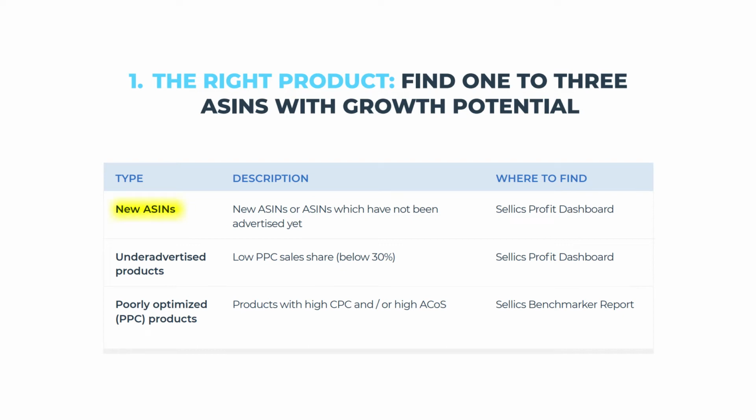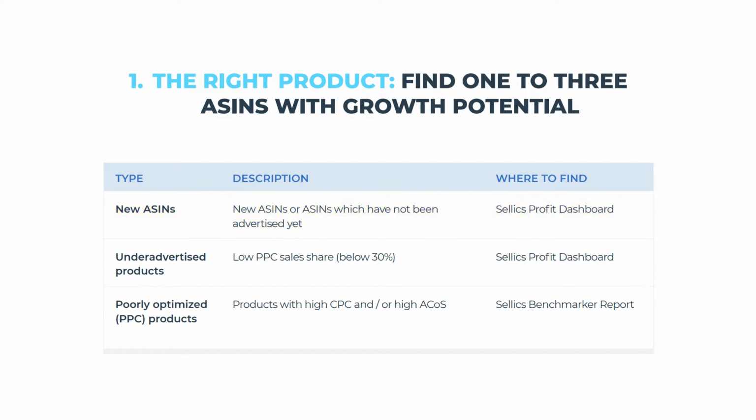And here are a few recommendations of the type of ASIN that you could choose to start with your smart campaigns. The first option is new ASINs. Now, either these are just brand new ASINs or they haven't had some advertising spend on them yet. Often you'll know exactly which ASINs these are, but if you're running an account with a lot of ASINs and you need help pinpointing these, well, you can easily do this from inside your Sellics profit dashboard.